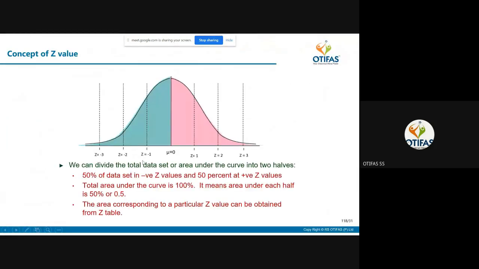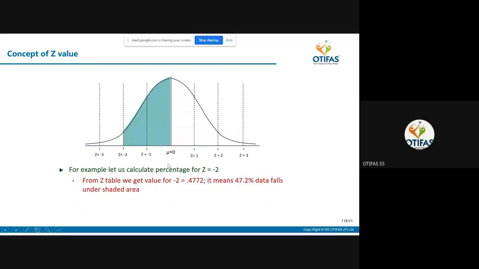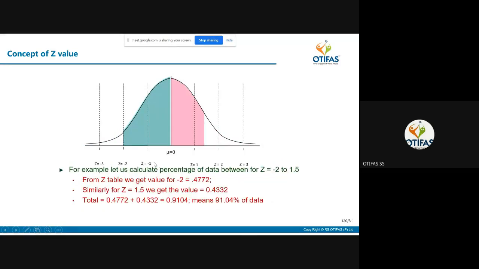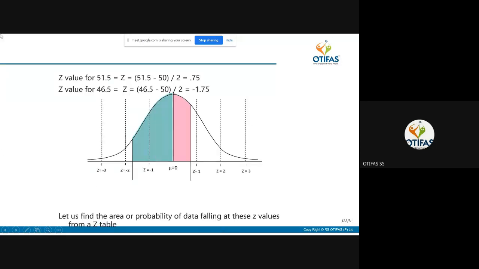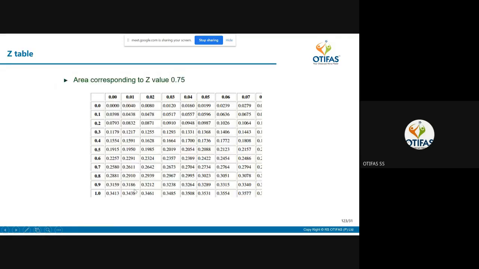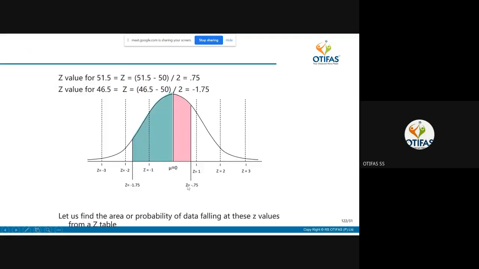Okay. Now see, these are the two different areas. Now, if you want to find out this area, you find out this area. Okay. So, see, now you want to find out the area between these. First you will find out the area up to this Z 1.75, and then you will subtract the area up to minus 1.75. Now, what is the area between the Z values?